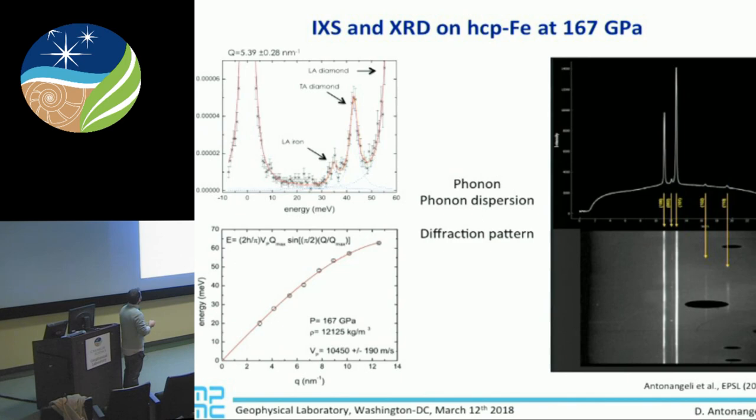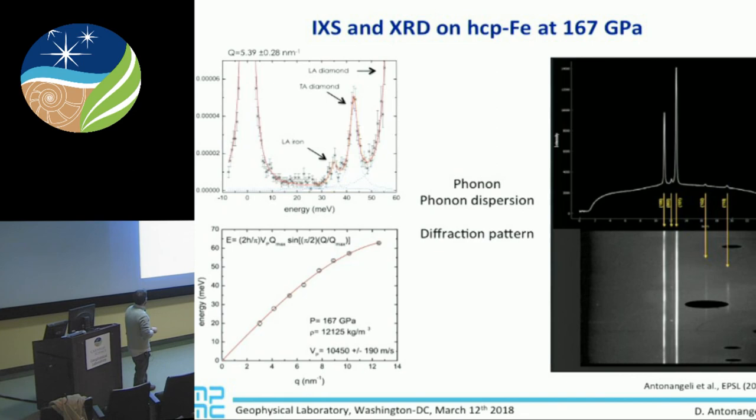So this is what the data look like at the highest pressure I reached on iron. These are the raw data, spectra characterized by this huge elastic line at zero energy, the very intense phonons from the thick diamond anvils, the longitudinal acoustic and transverse acoustic of diamond, and this little guy is our sample signal, the longitudinal acoustic phonon of iron. This gives us the energy position.